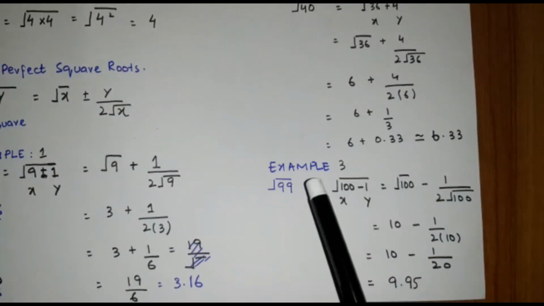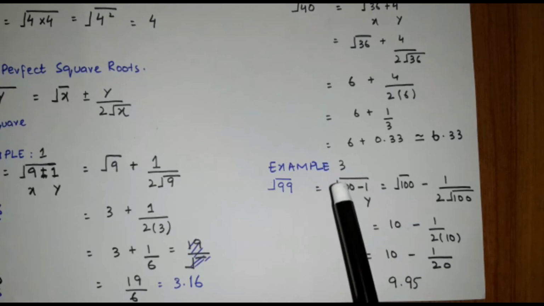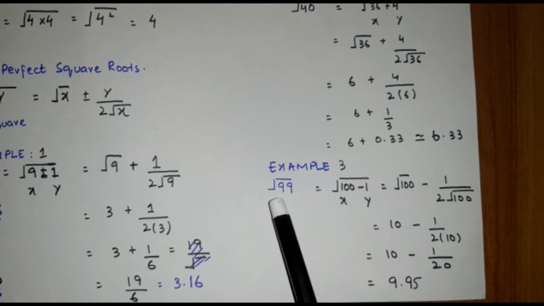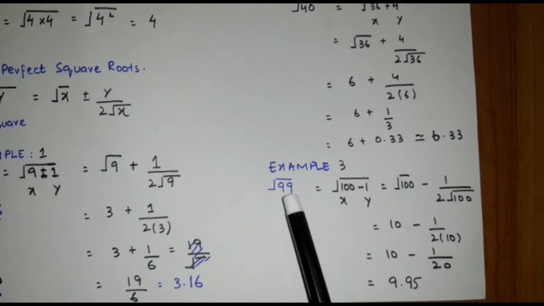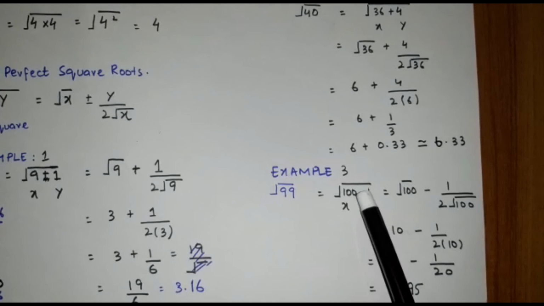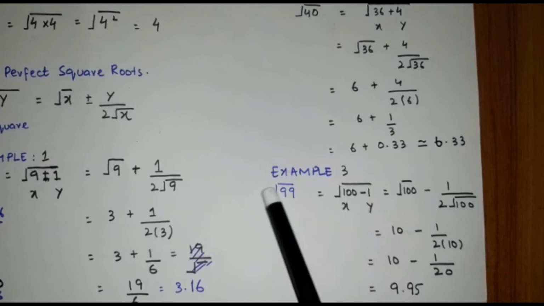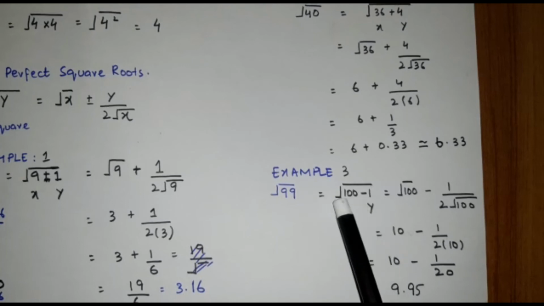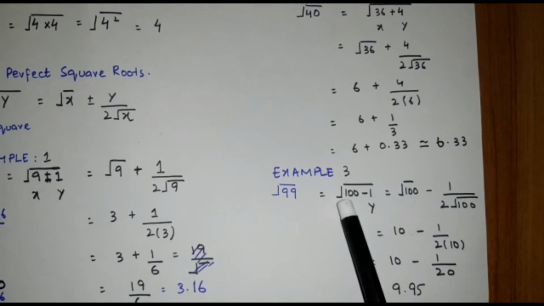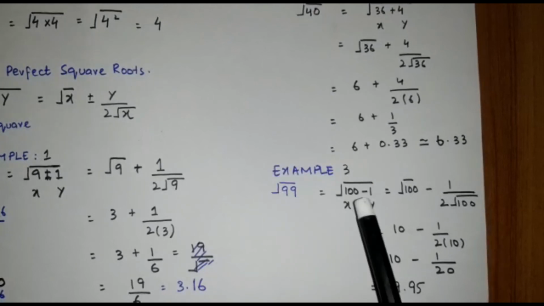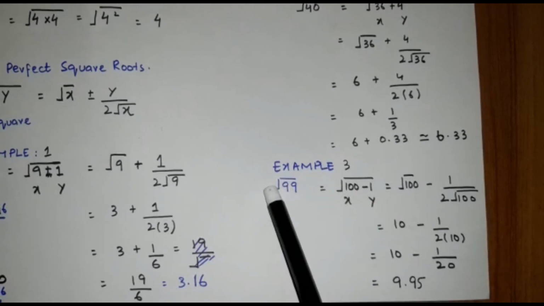Now example 3 will clear every confusion in your mind. So here we have to find out the square root of 99. In this example we are going to use the subtraction form of the formula. So we can write 99 as 100 minus 1, as 100 is a perfect square and is nearest to 99. So 100 minus 1 is equal to 99.